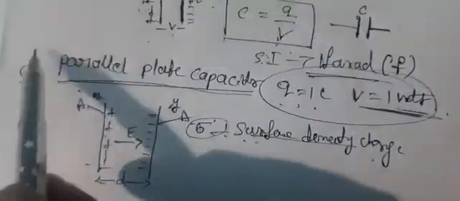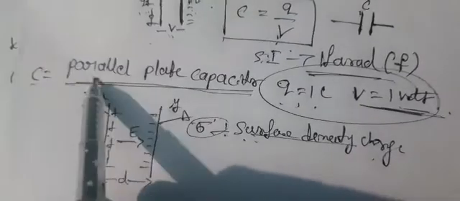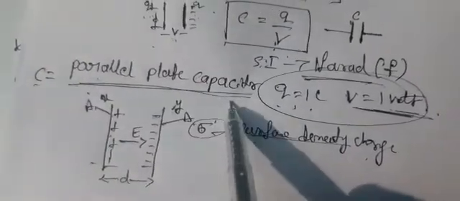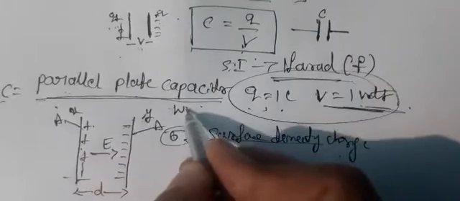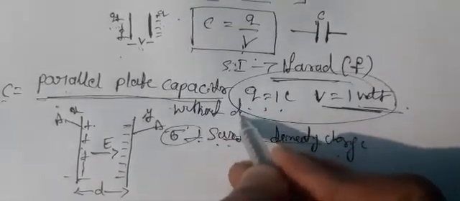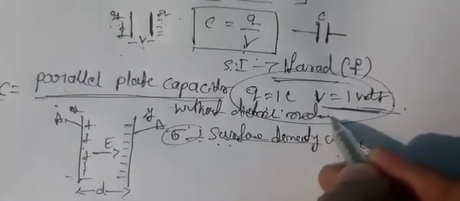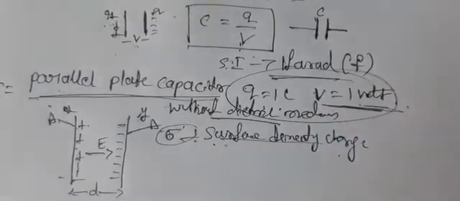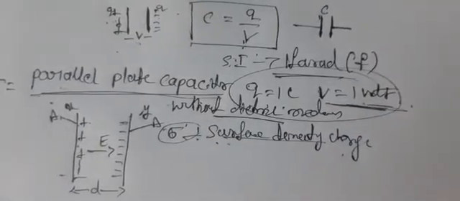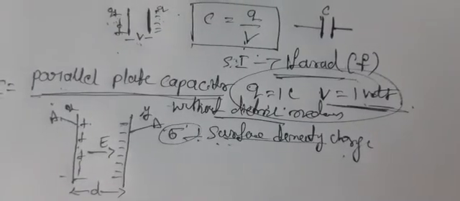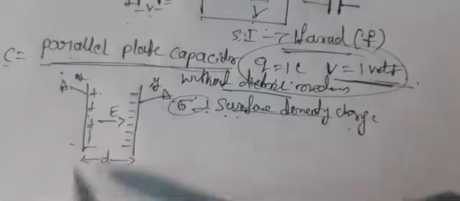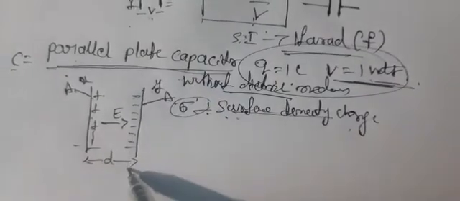Derive the expression or find the capacitance of a parallel plate capacitor without dielectric medium. The dielectric means what? It is an insulator. First, draw the two metal plates, X and Y.